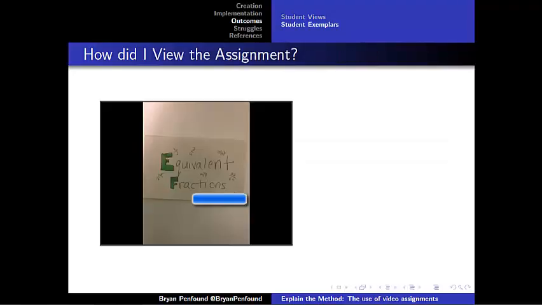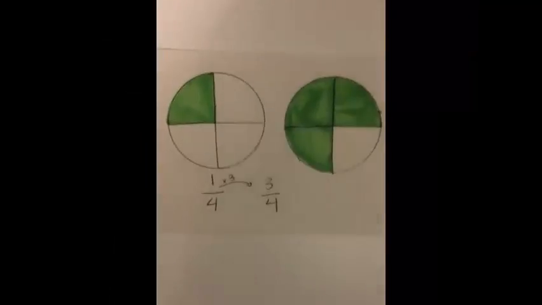Next, what I'd like to do is give you 2 exemplars of student-submitted ETMs. The first one is from a student from my particular mathematics class, and she is going to explain the concept of equivalent fractions.